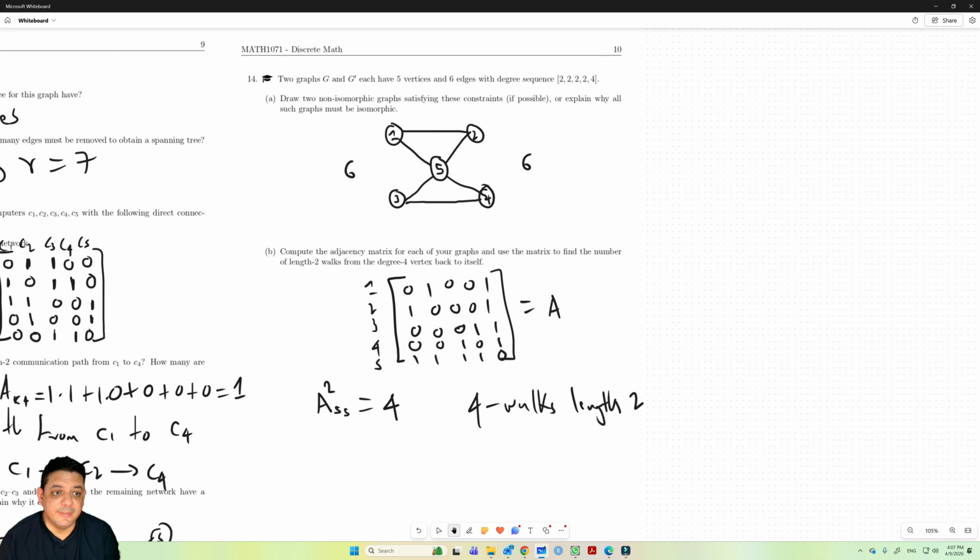Okay, so this is the end of the exercises for 10.2.